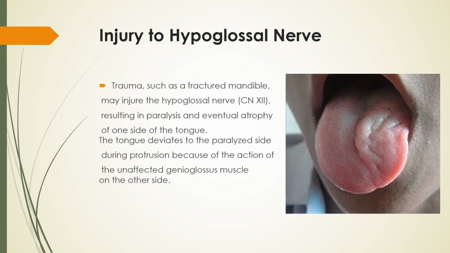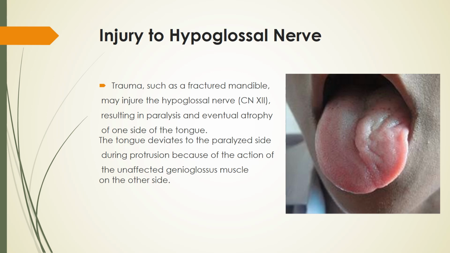Injury to hypoglossal nerve. Trauma such as fractured mandible or any other cause which injures the hypoglossal nerve results in paralysis and atrophy of one side of the tongue. एक चीज़ जो आपने इसमें याद रखनी है, that the tongue deviates to paralyzed side. When you ask the patient to show the tongue, it will deviate towards paralyzed side during protrusion because of the action of unaffected genioglossus muscle on the other side.